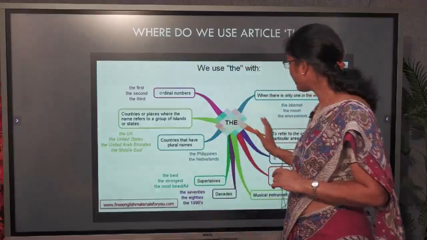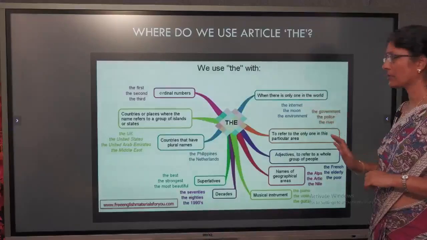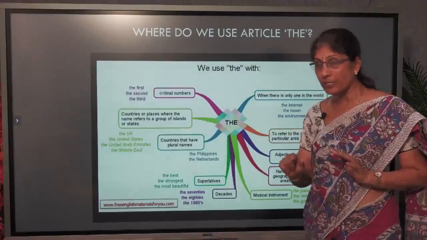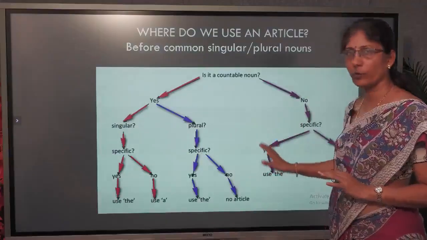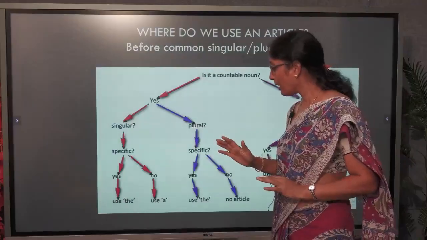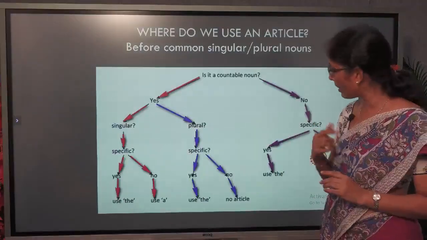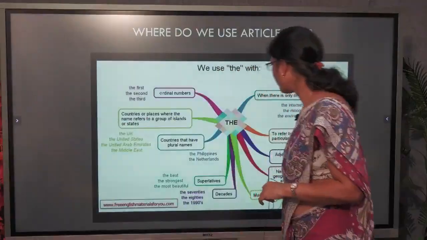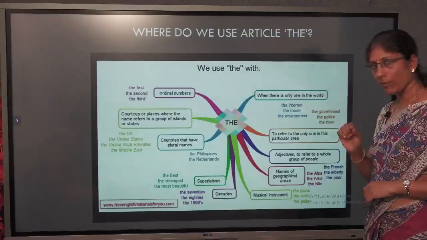Next picture. Here it gives us a brief of where we can use the. See that when it is specific, we use the. In the above picture we have seen that when it is specific, we use the. For general things, we don't use any article. Remember that one. And if it has a name, generally if any noun is named, then also we don't use the. See this one. Where do we use the? Specific. Remember that, specific.